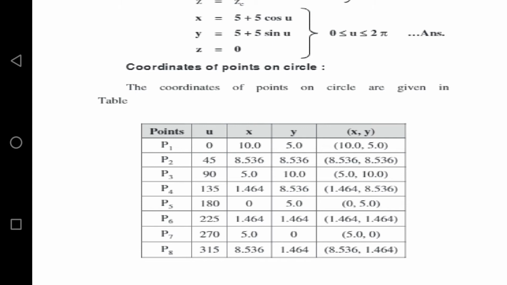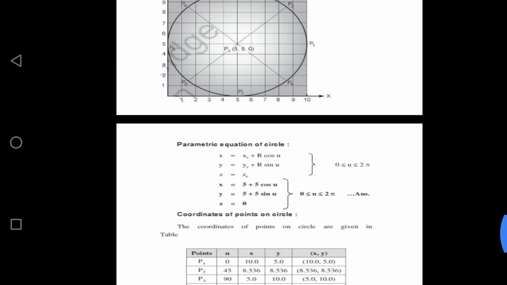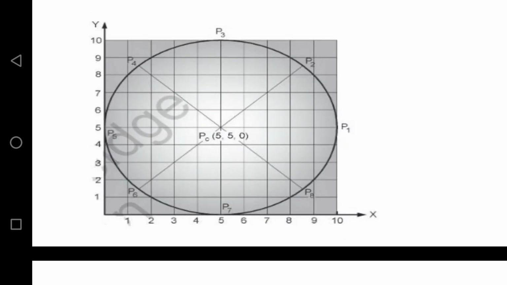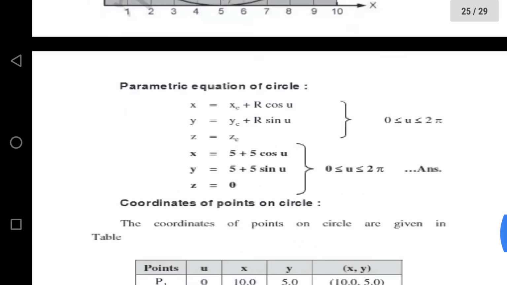Well, I have point P1 at u equal to 0, the initial point, and at this position we have x equal to 10 and y equal to 5. Well, at these positions we can define them easily. At point P1 the coordinate points are 10 and 5. At P3, 5 and 10, and P5, 0 and 5. At P7, 5 and 0. We can define these easily. We need to find out P2, P4, P6 and P8.